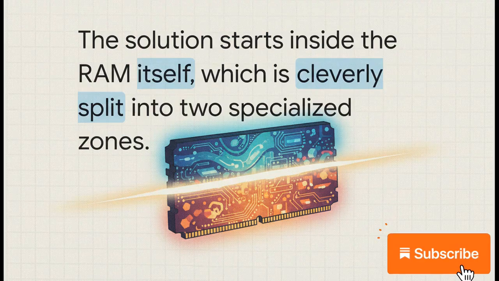Well, the solution to this paradox doesn't come from some external backup system. It actually starts right inside the RAM itself. You see, SAP's engineers didn't just throw data into memory and hope for the best. They built this really clever internal structure, splitting the RAM into two very specialized zones. Each one has a totally different job.